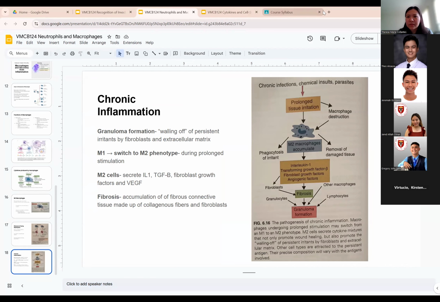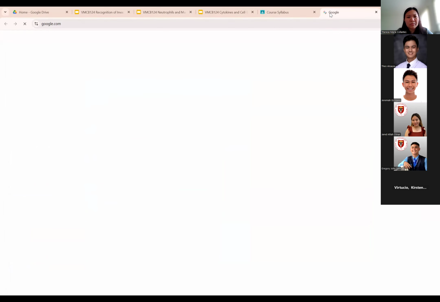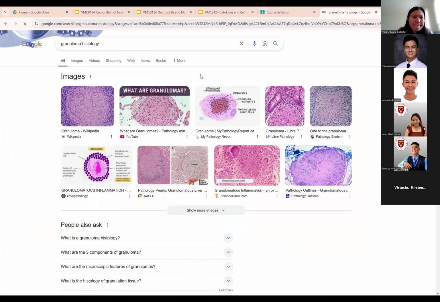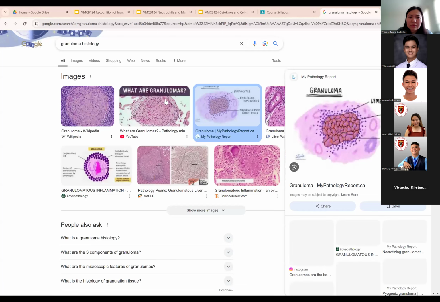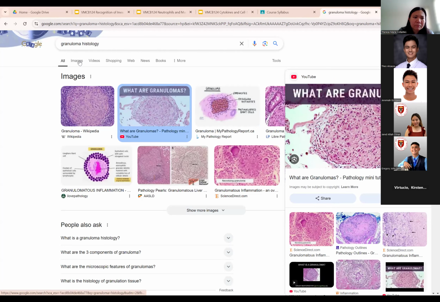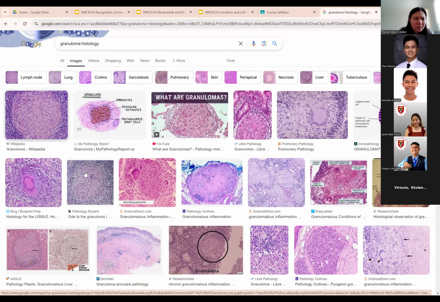But very quickly, I can try to look for a granuloma picture. So this is what a granuloma looks like. Your irritant would be at the center of the granuloma, and then it will be surrounded by cells. So mostly these are going to be, let's look at this one.